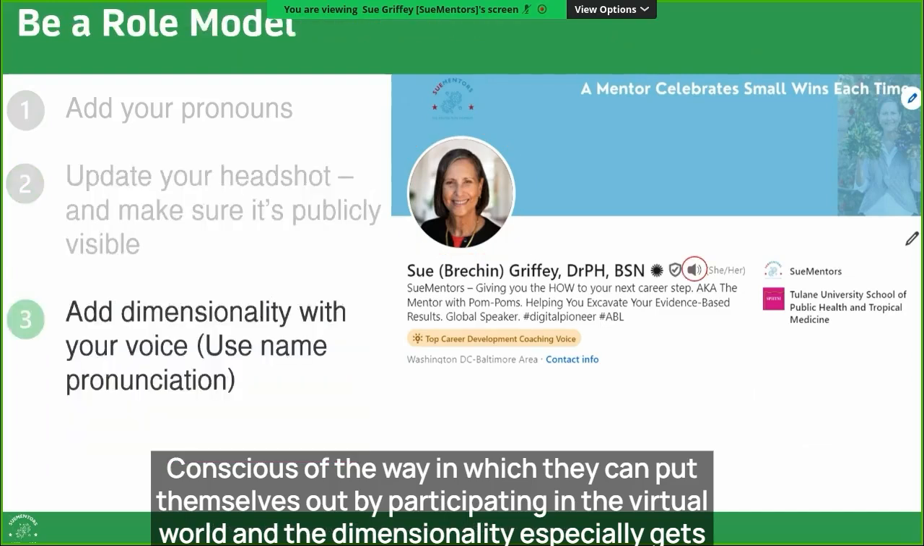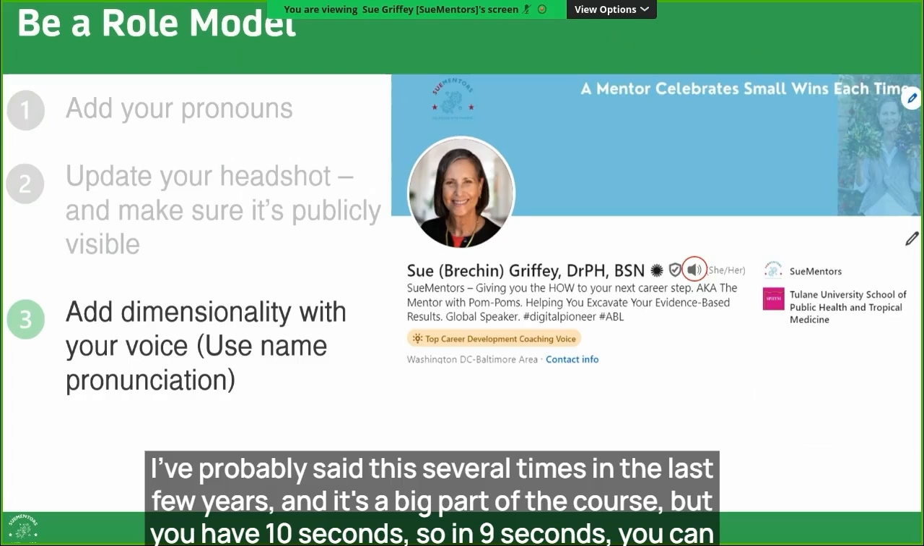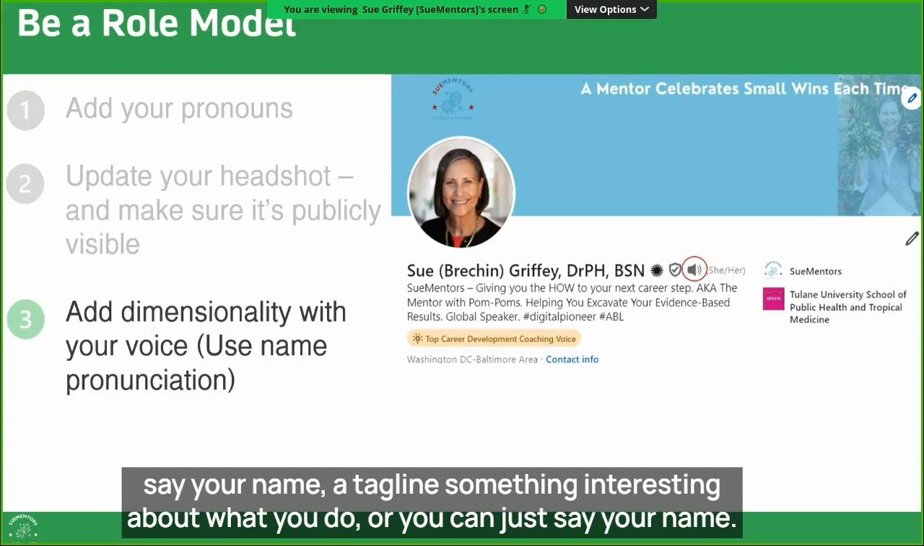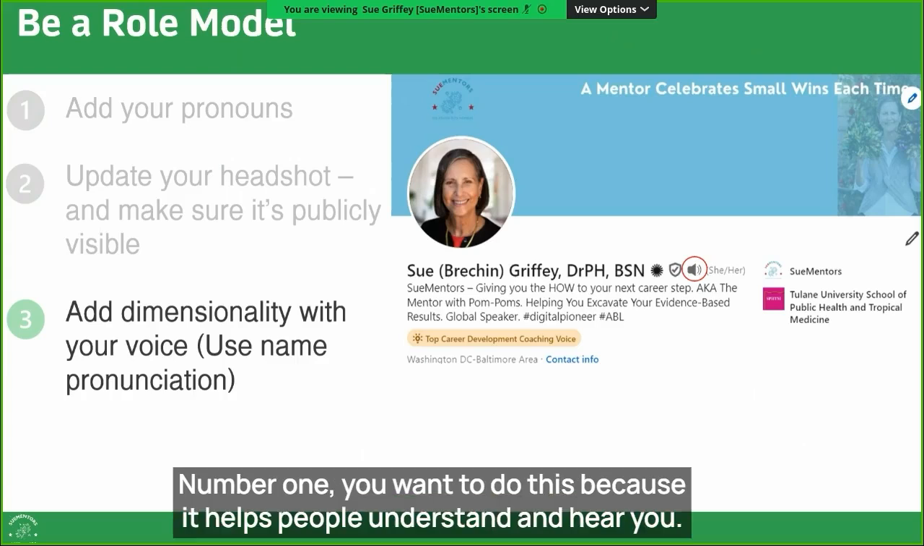And the dimensionality especially gets amplified by the ability to use the record your name or name pronunciation option. I've probably said this several times in the last few years, and it's a big part of the course, but you have 10 seconds. So in 9 seconds, you can say your name, a tagline, something interesting about what you do, or you can just say your name. Why do you want to do this? Number one, you want to do this because it helps people understand and hear you.